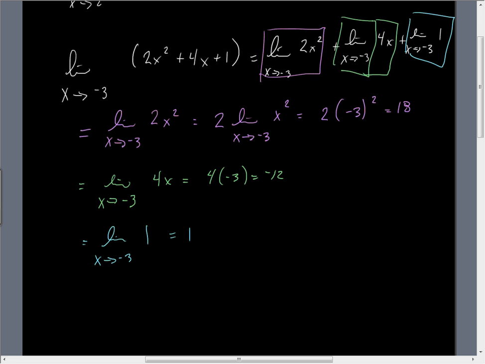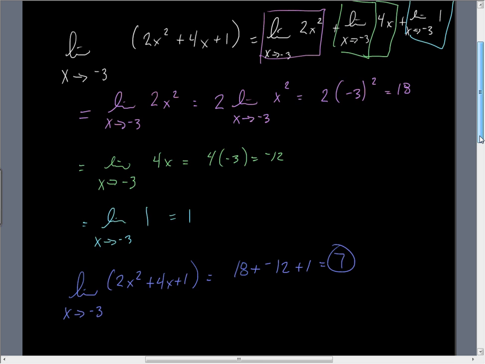And so we'll take all of our stuff and put it all together now. Now that we can add up all those limits, the limit as x approaches -3 of the function 2x squared plus 4x plus 1 is equal to 18 plus -12 plus 1, which is 7. So not only does it exist, but the limit is 7. All right, that's a somewhat complicated version of it. But let's take a look at some different ones.